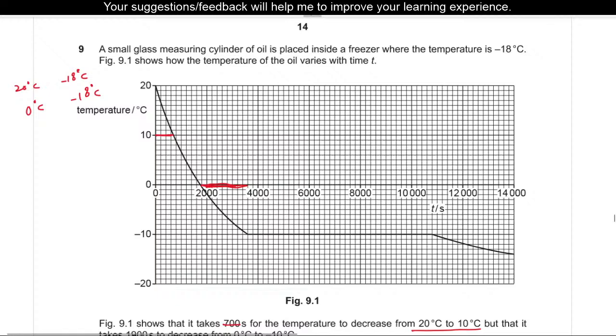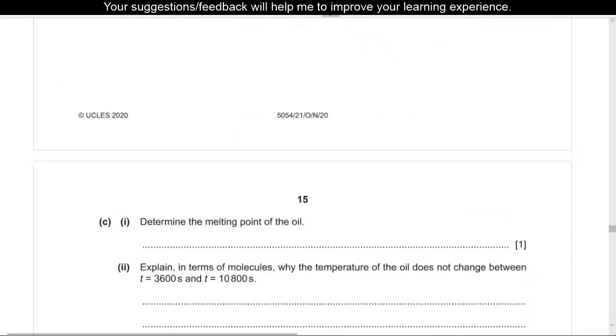-10. Very good. So the melting point of the oil will be this one, the horizontal straight line. We will determine from here, because whenever change of state occurs, temperature remains constant. So जब temperature constant होगा तो it will be shown by a straight line. So melting point is minus 10 degree centigrade.